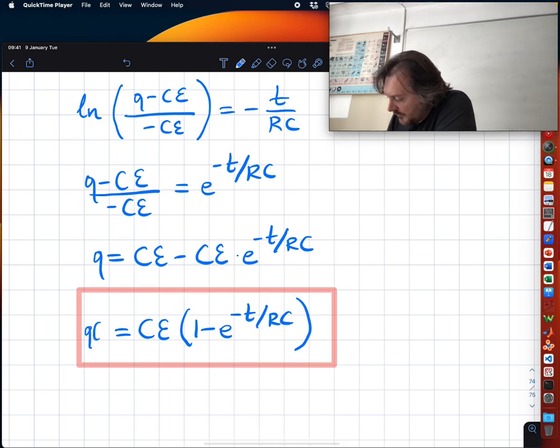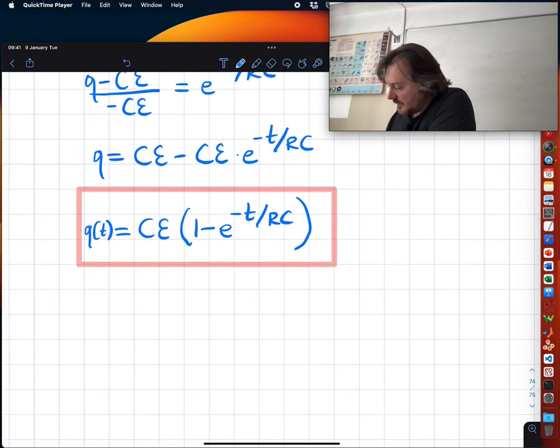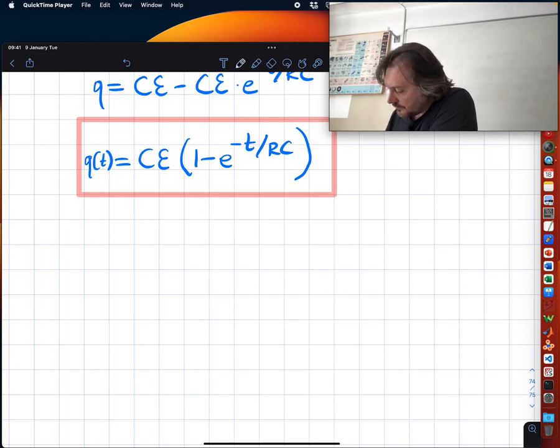This is Q of t. I hope you followed this. So if we plot this, let's plot this. Didn't understand it? Okay. Third time's the charm.